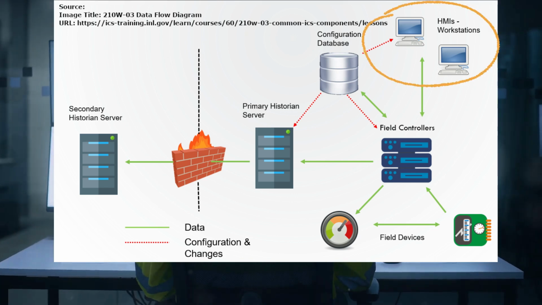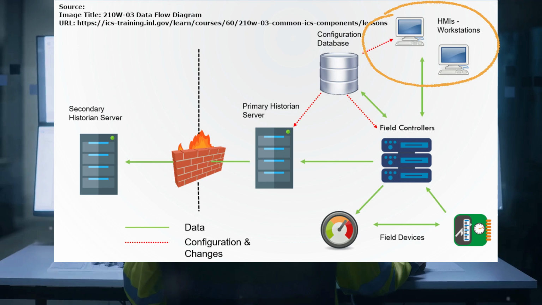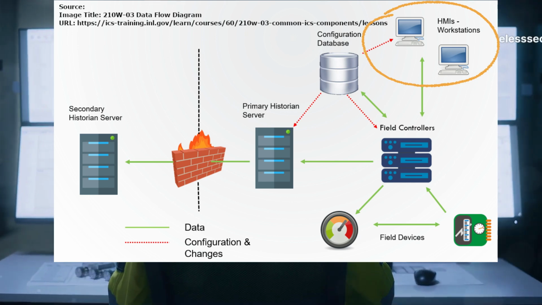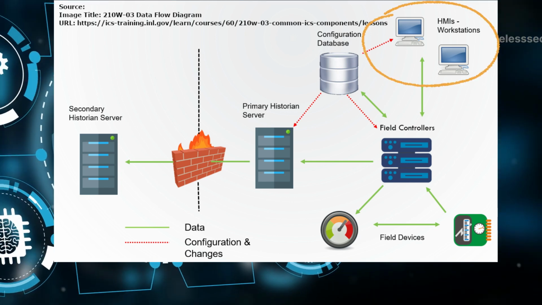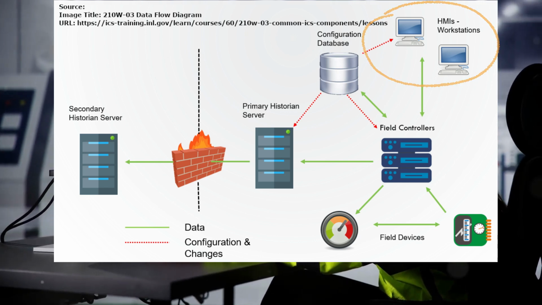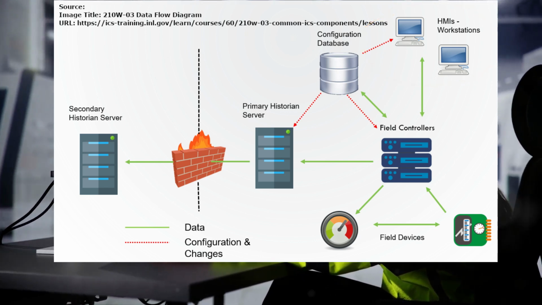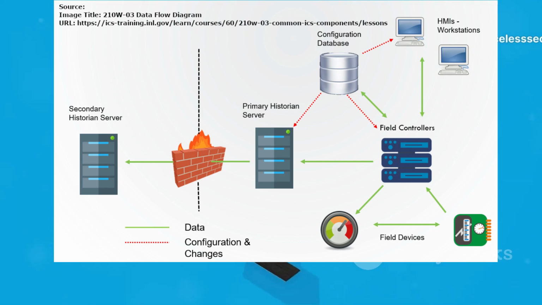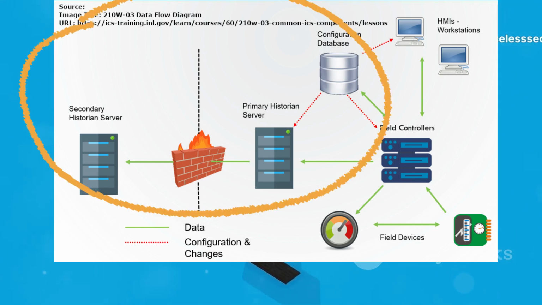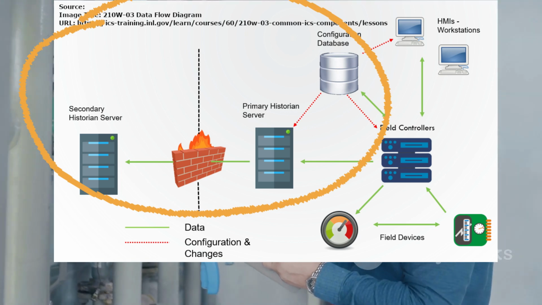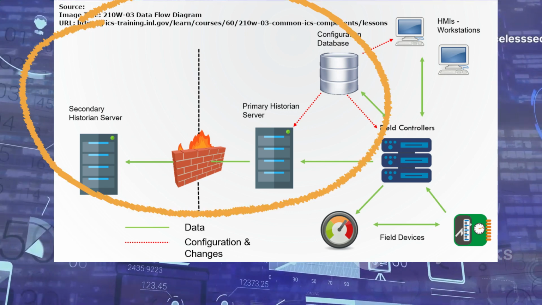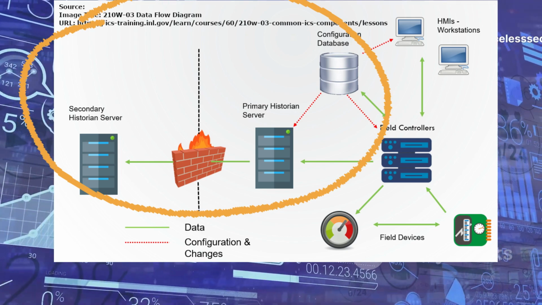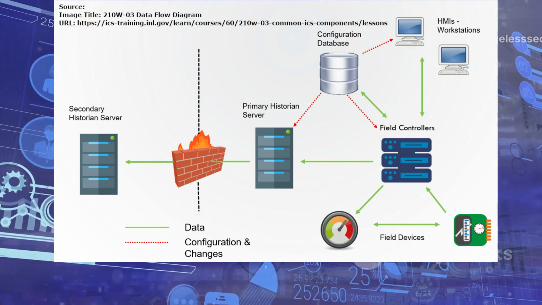HMI and SCADA systems. The HMI provides a user interface for operators to monitor and control the process. SCADA systems collect data from field controllers, display it to operators, and send control commands back to the controllers. Centralized control systems. These systems integrate data from multiple field controllers and provide a comprehensive view of the entire process. They can include advanced analytics, historical data storage, and remote access capabilities.